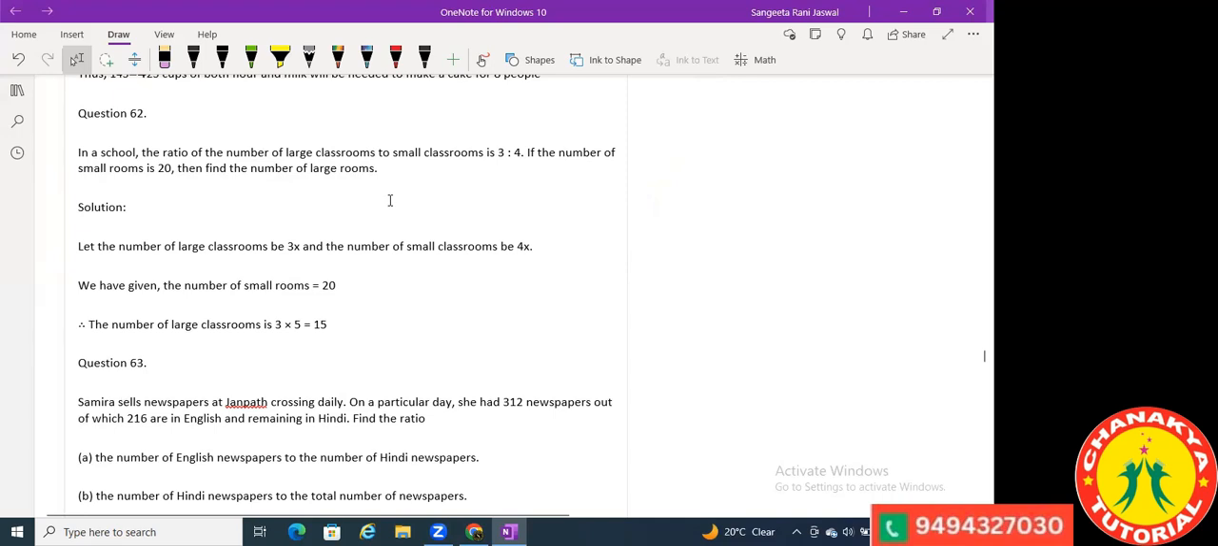In a school, the ratio of the number of large classrooms to small classrooms is 3:4. If the number of small rooms is 20, then find the number of large rooms. So in a school, the ratio of large classrooms and small classrooms is 3:4. If the number of small classrooms is 20, then what is the number of large rooms?